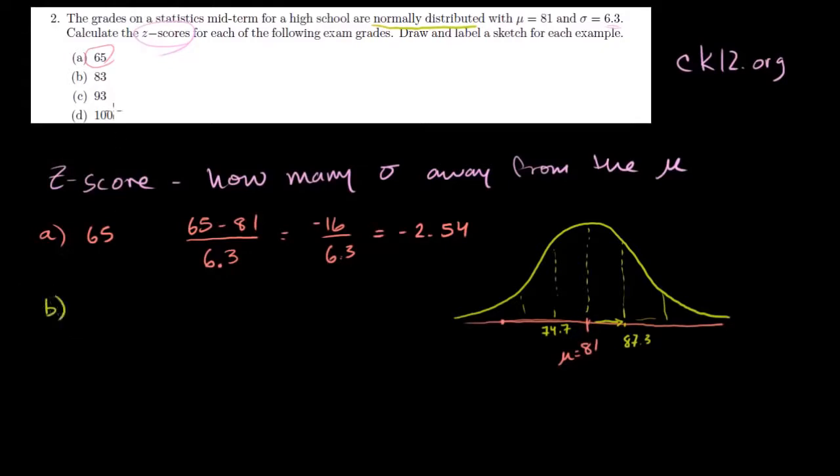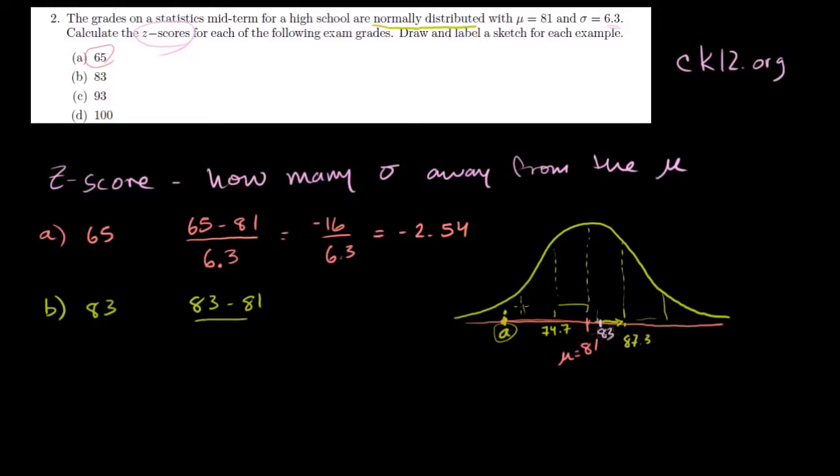Let's do all of them. 83. So how far is it away from the mean? Well, it's 83 minus 81. It's 2 grades above the mean. But we want it in terms of standard deviations. So this was part A. A was right here. We were about 2.5 standard deviations below the mean. So this was A right there, 65. And then part B, 83. 83 is going to be right here, a little bit higher.